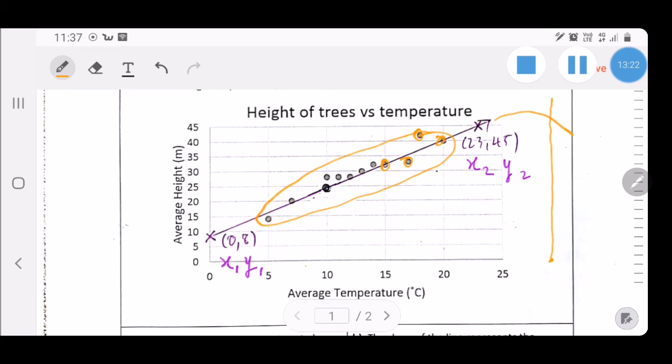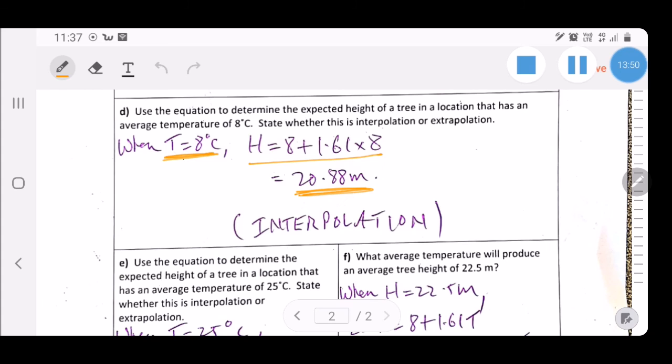So the moral of the story is: when you are using a value to make a prediction that is within the range of data that you used to construct the model to come up with a linear equation, that is interpolation. When you are using a value that is outside the range of data that you used to construct the equation to make a prediction, that is an example of extrapolation. So, to answer the second part of the question, state whether this is interpolation or extrapolation: it is indeed interpolation.